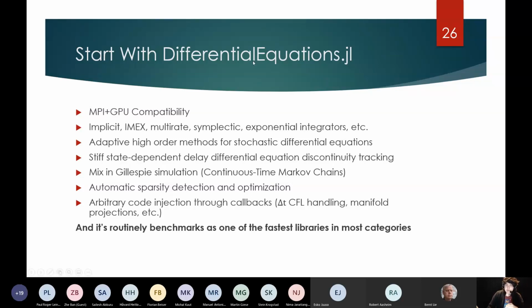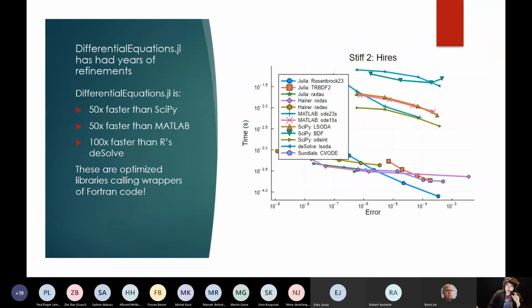So what we do to be able to build this ecosystem for scientific machine learning is we start with a differential equation solver that has all of these capabilities, and then we have these extension libraries that automatically compose with it, to be able to give it this neural network compatibility. And this library has had years of refinements, right? So at this point, there's been around I think like 40 to 50 contributors who have been active over the years on this library.